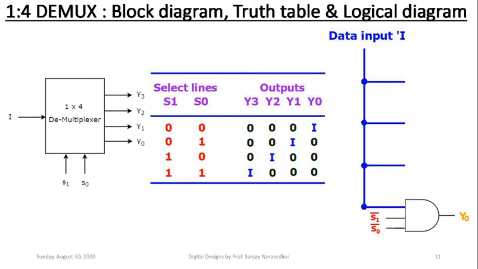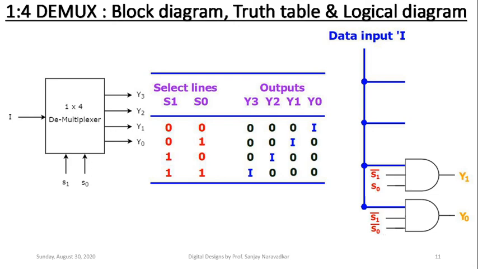Then above this first AND gate, which is shown at the bottom, there will be a second AND gate, which will be used for showing the output Y1 here. When input I will be steered to Y1, see that truth table in the middle: whenever S1 is equal to 0 and S0 is equal to 1. So the inputs which are to be connected for the second AND gate will be S1 bar, S0 here.